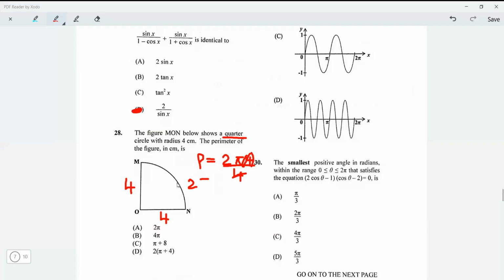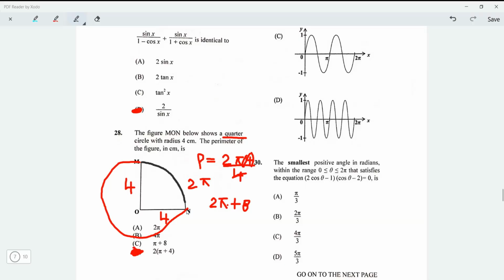Since this length is 2 pi, the perimeter of this figure is going to be 2 pi plus 8. Instead of 2 pi plus 8, we can factor out 2 and write it as 2 times pi plus 4. All right, I really hope that makes sense. The perimeter of the whole circle would have been 2 pi times 4, but we divide it by 4 since we just want that small portion here.